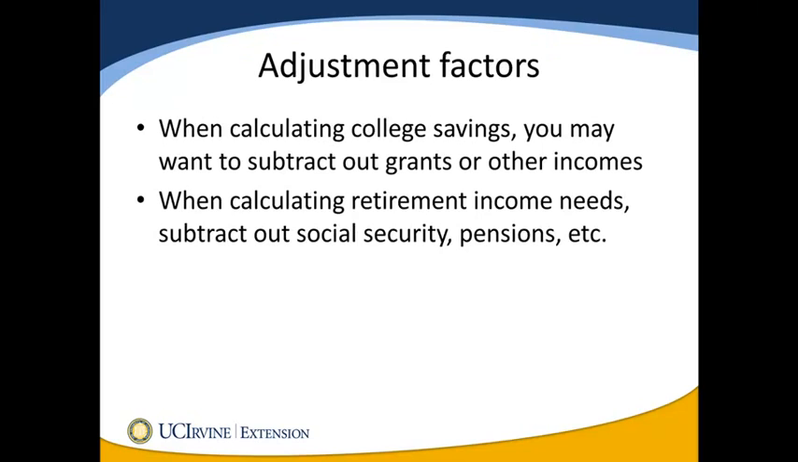And like I said before, the adjustment factors are such. For college savings, you'd want to subtract out grants and other incomes, and then calculating retirement, you would subtract out Social Security, pension, things like that when you want to figure out what you need your investment assets to generate.